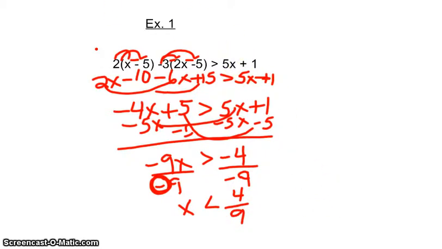Alright, so now I want to graph my solution. So I'm going to have a number line. Okay, we'll say that 0's here, 1's here, negative 1's here, and where's 4/9? 4/9 is less than a half, so we're going to say that 4/9 is here.